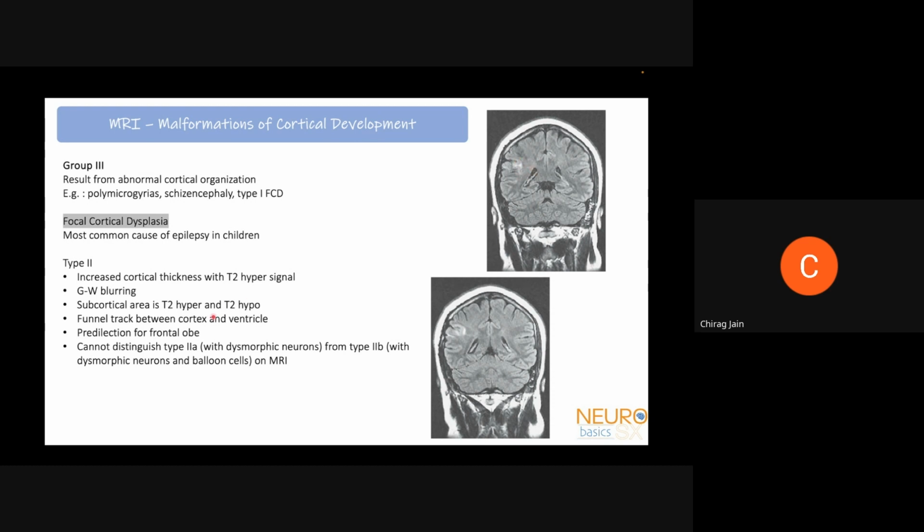As we discussed already, there is a predilection for the frontal lobe, and there are two types of type 2 FCD, type 2A and type 2B, both with dysmorphic neurons, but type 2A has no balloon cells and type 2B has balloon cells. You cannot distinguish both these types on MRI, and it really does not make a difference to distinguish them based on MRI either.